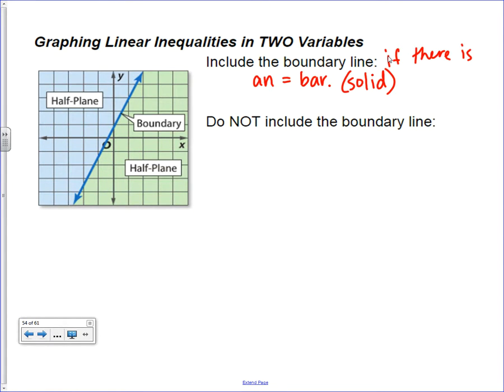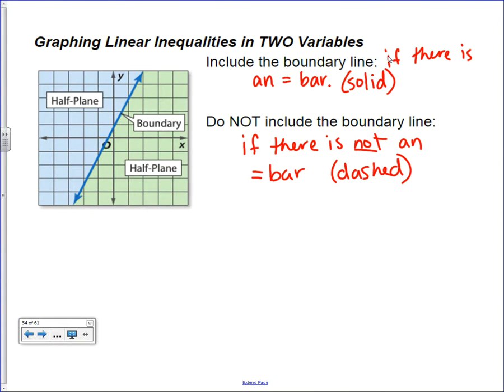Okay? So do not include the boundary line if there is not an equals bar. And instead of solid, we're going to make it dashed. So remember how we had an open circle when there was no equals bar? In order to show that on a graph, we're going to make our line dashed. Sometimes I call it dotted. Okay, it all means the same thing. So if you've got a straight edge, I would take that out because we are going to use them. We are going to be making lots and lots of lines here.